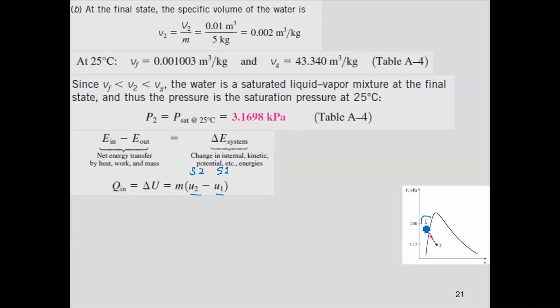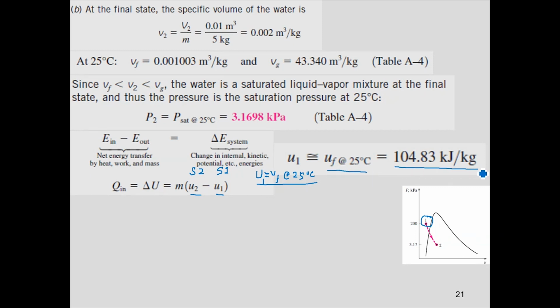For state 1, I am in compressed liquid region. So for compressed liquid region, U can be approximated as Uf at the temperature which is 25 degrees centigrade. So U1 is essentially what? U1 is essentially Uf at 25 degrees centigrade, which comes out to be 104.83 kilojoules per kg. Is it clear so far? Yes, sir. All right.